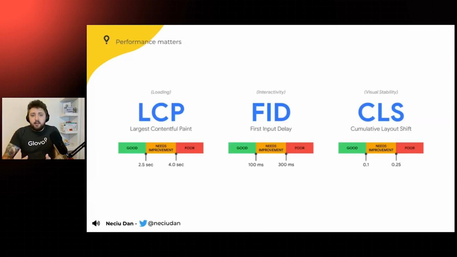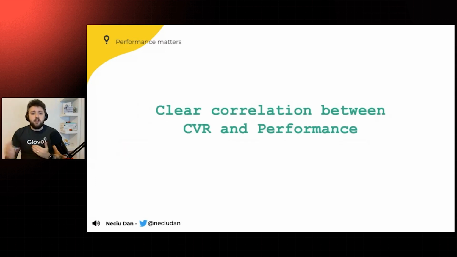Another example for lazy tests is performance tests. As we know, performance really matters. There are 3 types of metrics that we measure that Google pays attention to, and that's LCP, FID, and CLS: largest contentful paint, first input delay, and cumulative layout shift. And there's a clear correlation between CVR and performance, conversion rate and performance. There is a lot of research done on this, but it makes sense, right? If the application is faster, users are going to interact with it more and probably buy more from your app.